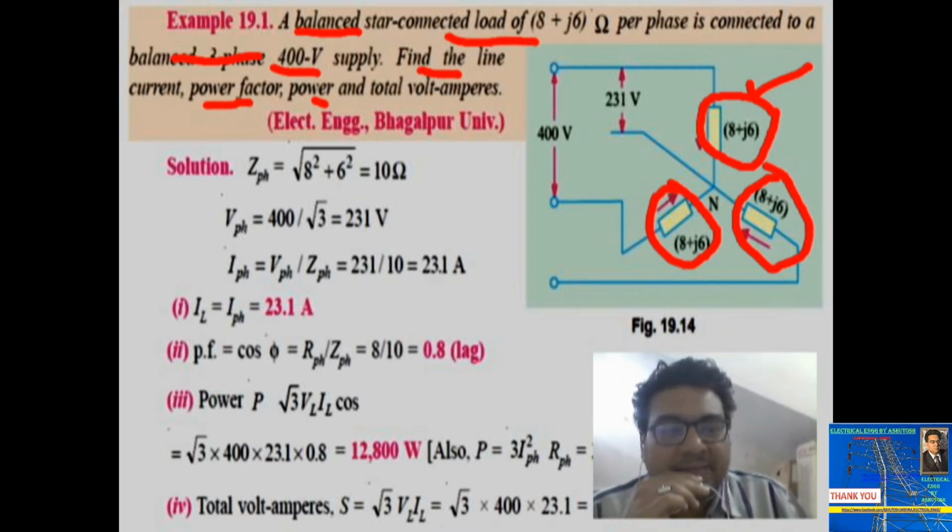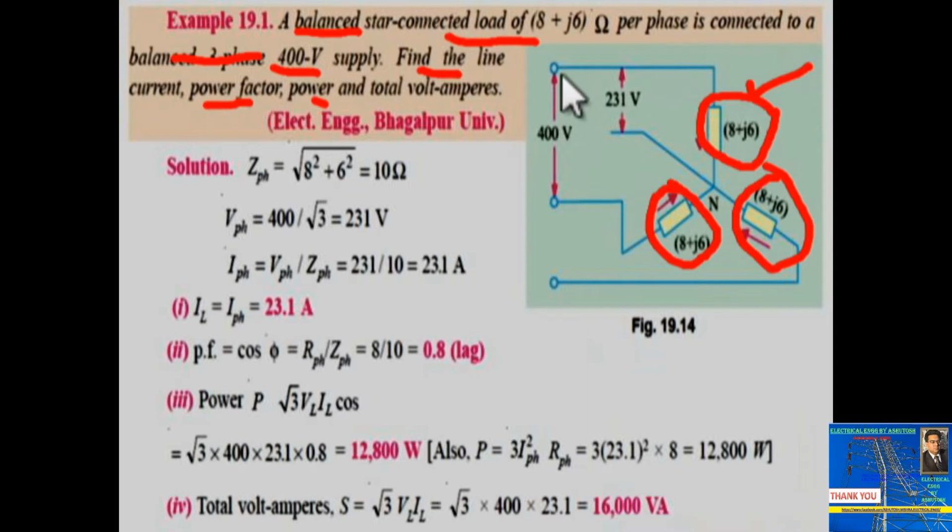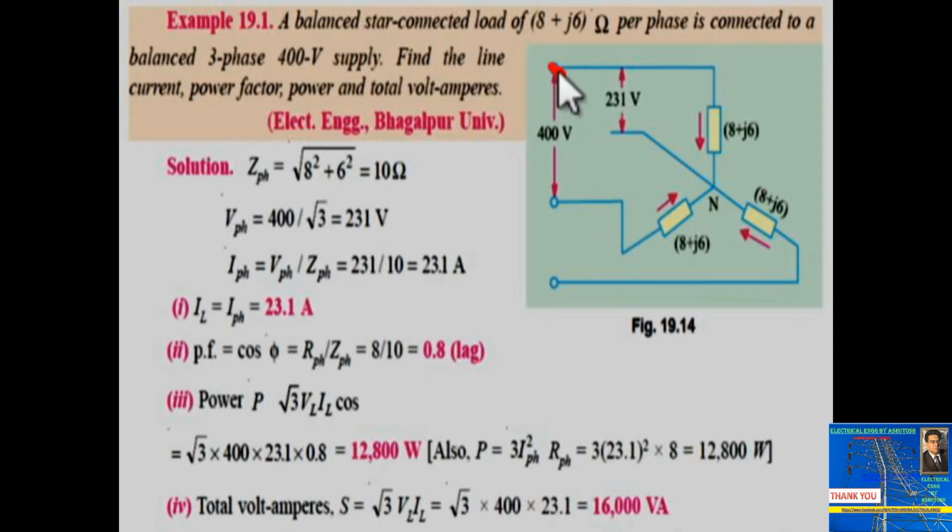And this is the line voltage, 400 volt connected between any two lines. This is the first phase, this is the second phase, this is the third phase. You can call it line or phase. This 400 volt is applied across two lines, so this is called line voltage. And 231 volt is the phase voltage. This is the neutral point. So between any line or any phase and neutral point, that becomes the phase voltage.